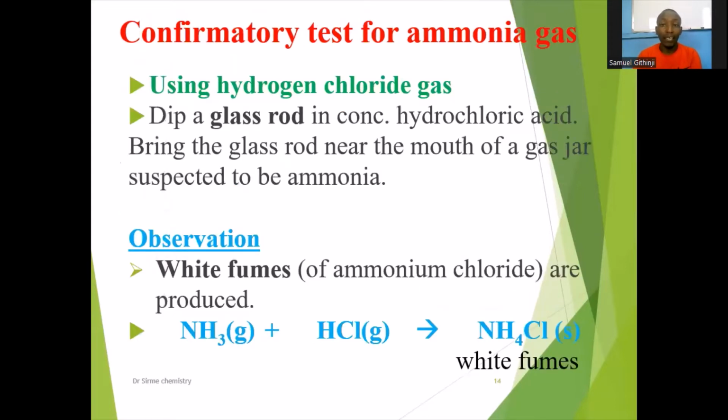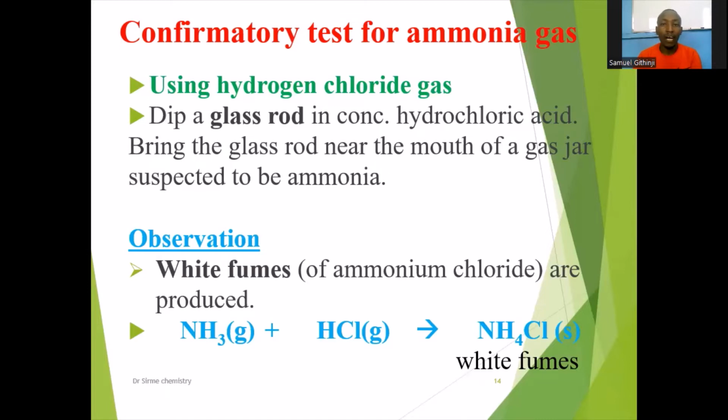Confirmatory test again using hydrogen chloride gas. You can dip a glass rod in concentrated HCl, then you bring it in contact or at the mouth of a gas jar containing ammonia. We usually say a white cloud or some white fumes will be observed. As you can see in the equation there, ammonia will react with the HCl to form ammonium chloride. That is the white substance that will be formed. Again, this can be a confirmatory test for ammonia.